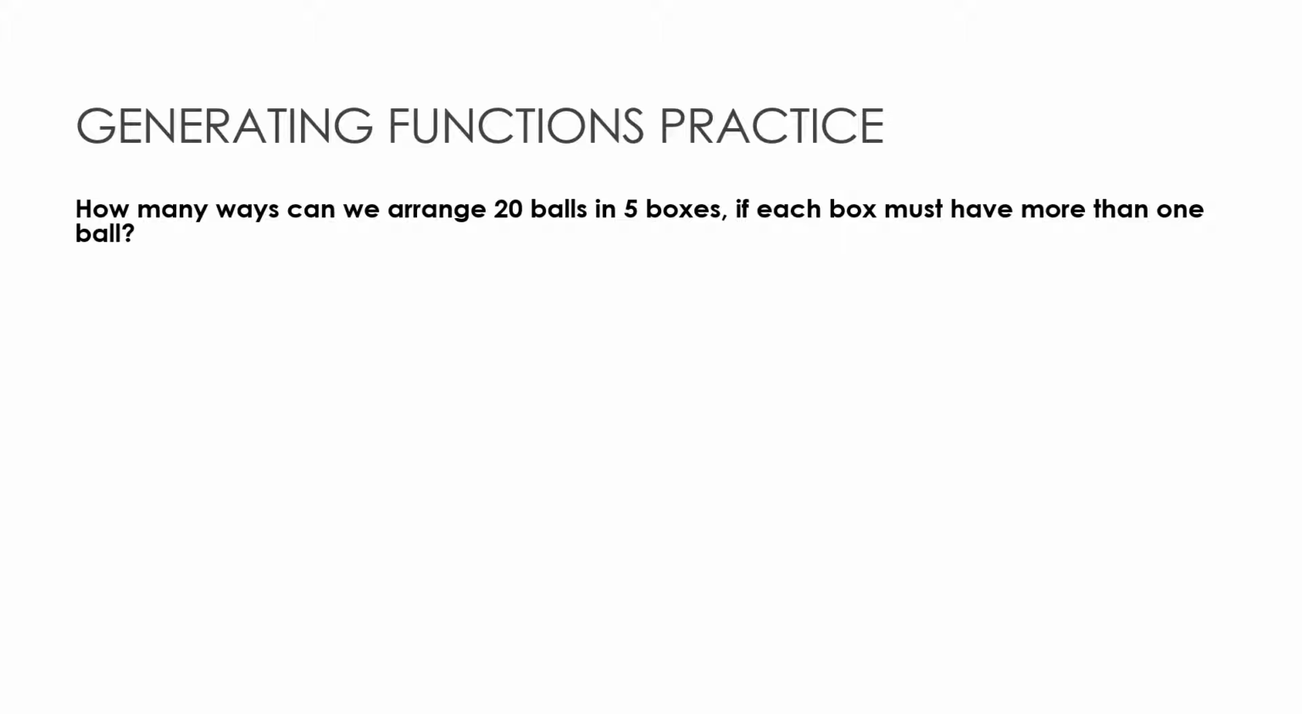So the first thing we're going to do here, this says how many ways can we arrange 20 balls? So that 20 tells me that I'm looking for the coefficient of x to the 20th. We've got 5 boxes, and 5 boxes means when I write my generating function, I'm probably going to have some expression to the 5th, assuming that each box has the same restrictions. And the restriction here is each box must have more than one ball.